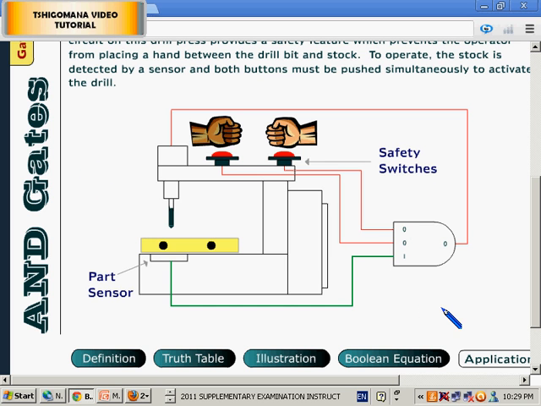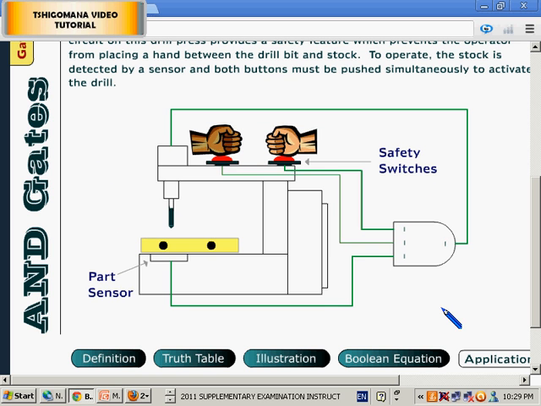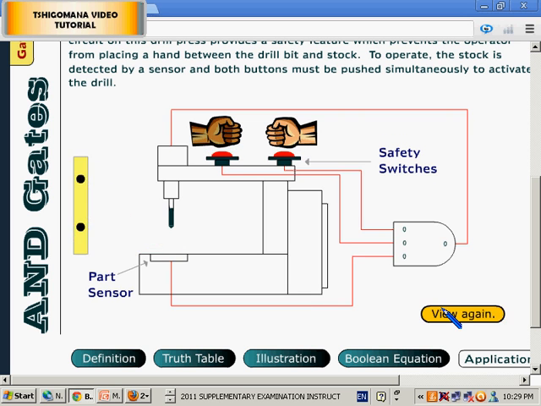Right, can you see? Now, what is going to happen here? The user presses one switch, one button, and then the other button. Then the drill starts working. That is an example of an AND gate in a real life situation. To sum up, both inputs must be high in order for the AND gate to produce a high output. That is why both switches were pressed. If you press only one switch, it is not going to work.